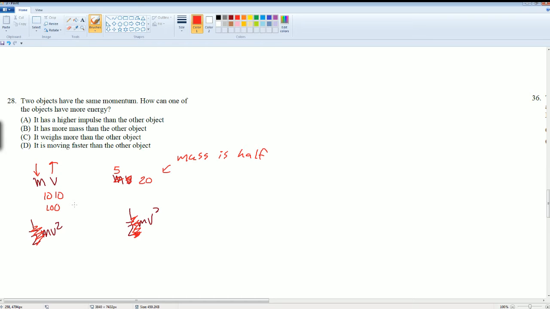But when it comes to energy, notice that the velocity is squared. So the object with more speed will have higher kinetic energy without having more momentum. The object can have the same momentum, but it has a higher kinetic energy. So an object with more speed has a higher kinetic energy without having more momentum.